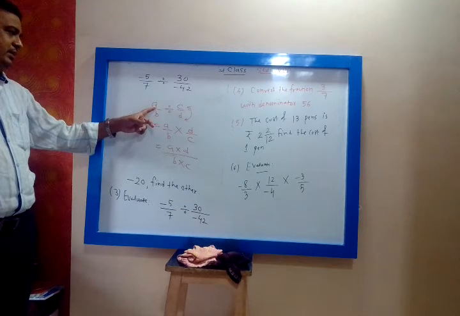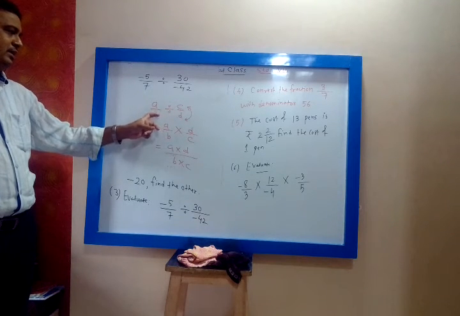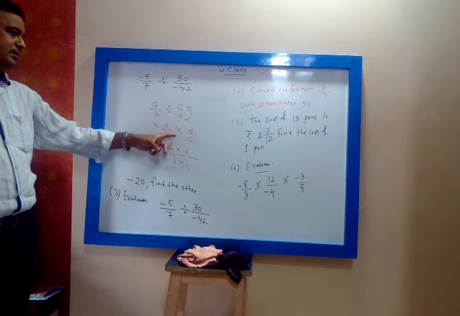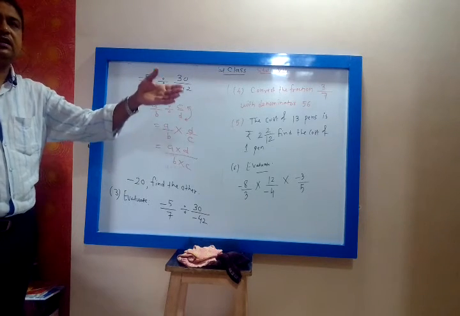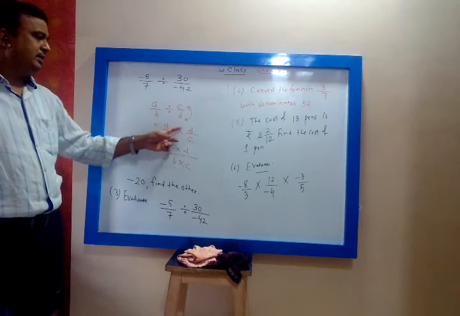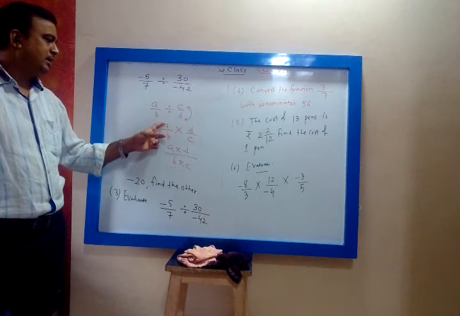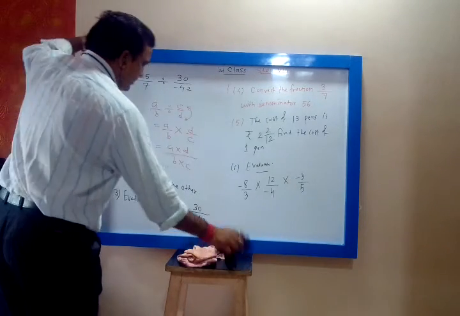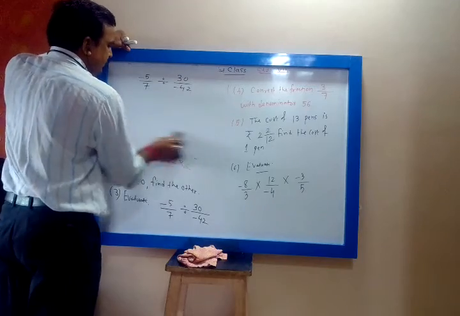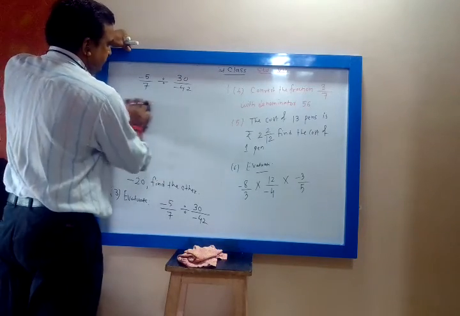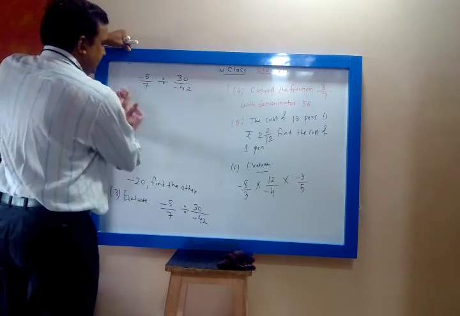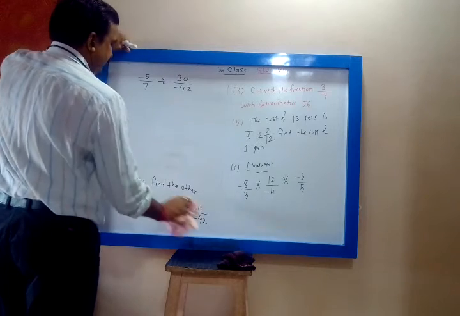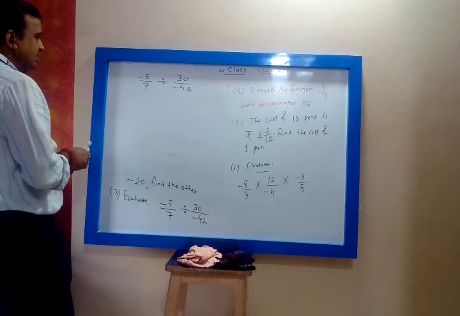So whenever you have division of two rational numbers, you have to write division as multiplication and take the reciprocal of the second. Then this is multiplication of two rational numbers: multiply numerator to numerator, denominator to denominator. Let us see what it will come. So minus 5 by 7, yes. What you will write is minus 5 by 7.